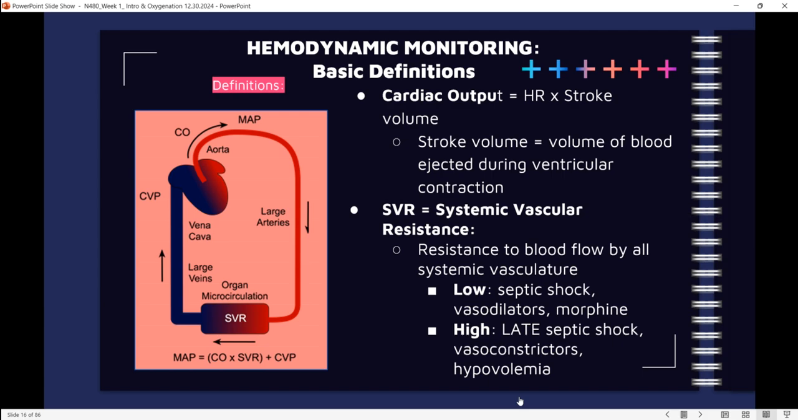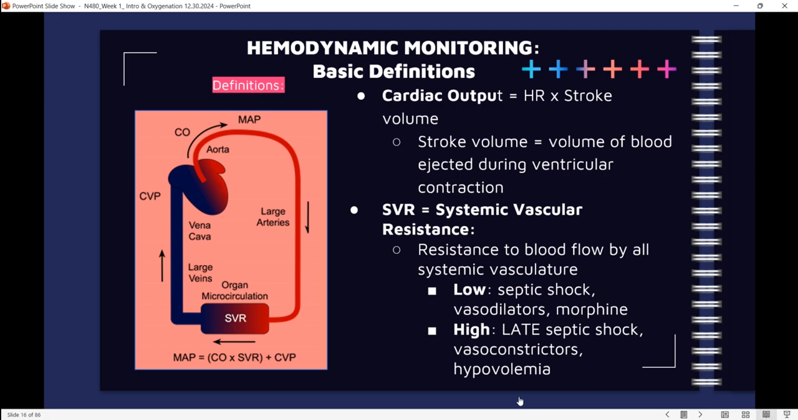Then we have our SVR, which is short for systemic vascular resistance. So now we're looking at the actual vessels in the body. When we're talking SVR, we are talking about the vasculature, the vessels. And when it comes to SVR, we are going to be thinking in terms of vasoconstriction and vasodilation. So think low SVR means low resistance in the vessels. Think low means loose, wide open vessels. If a patient is experiencing low SVR, or having low resistance, these vessels are wide open. In essence, they are vasodilated.